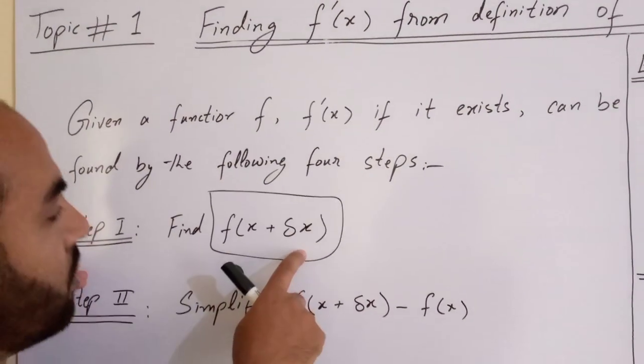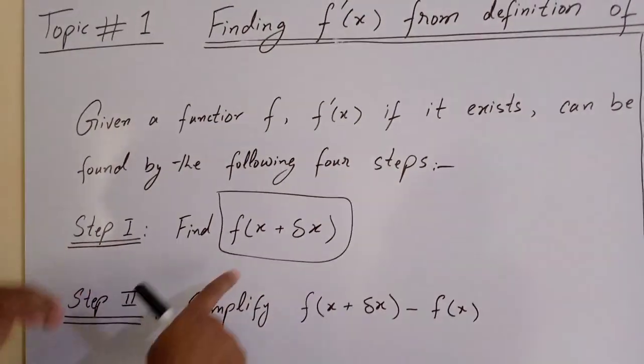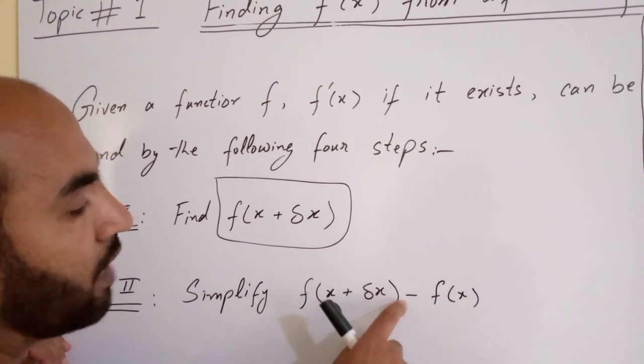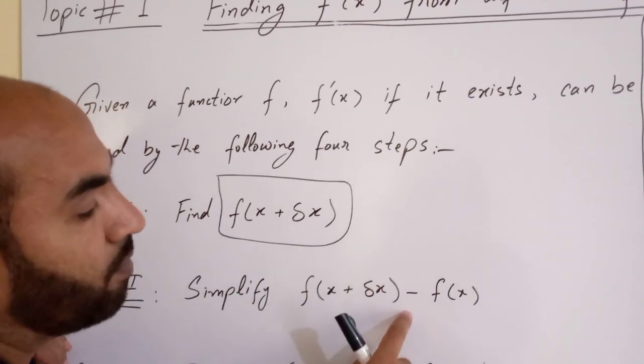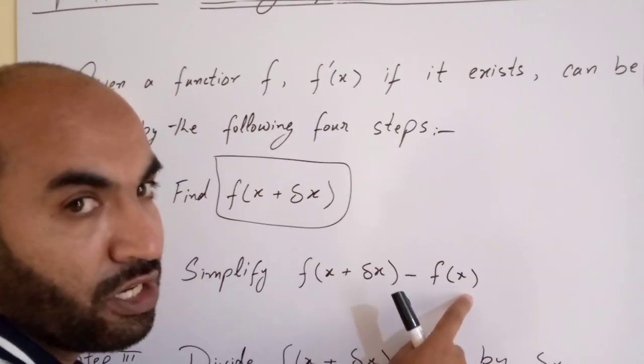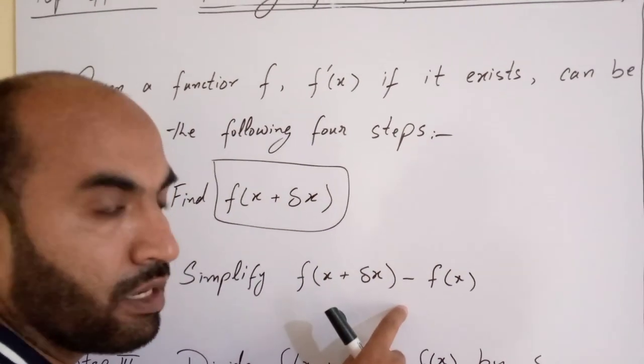This is the first step. We have to find this term first. Then in the next step we have to simplify f of x plus delta x minus f of x. Here we have this function f of x, the main function. We have to subtract the main function from this term. This is the second step.